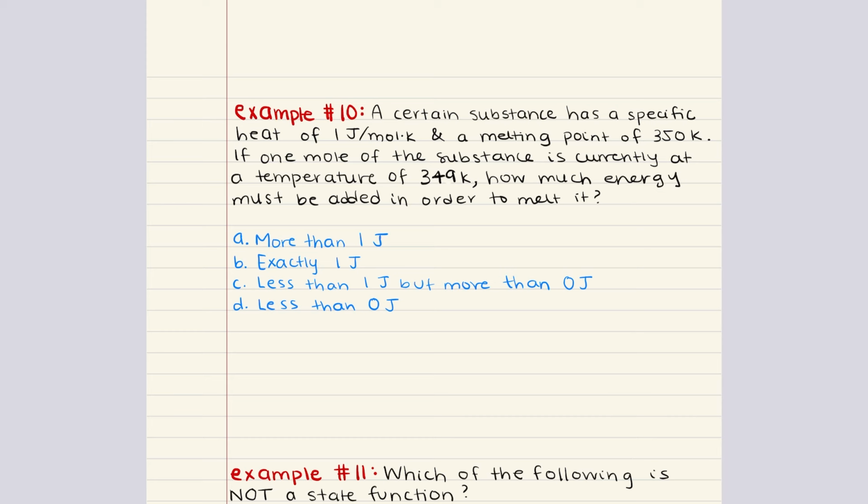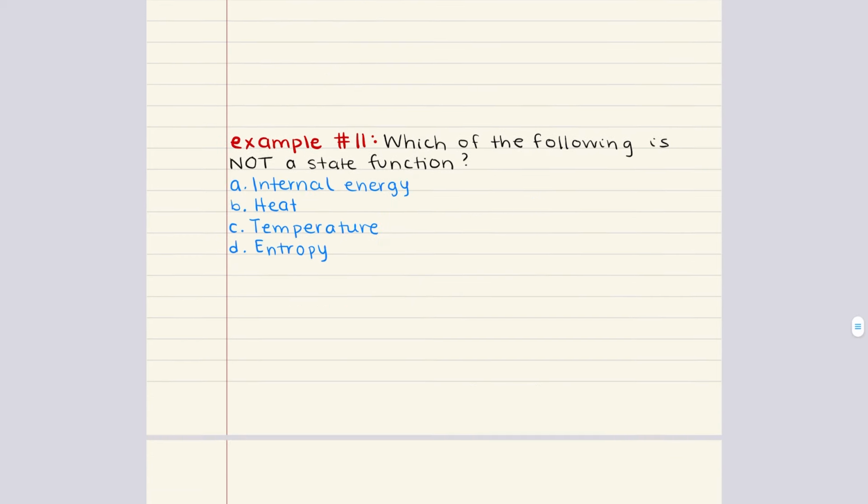Now, to find the amount of heat needed to bring the substance to its melting point, we can use the specific heat. To heat 1 mole of the substance 1 unit Kelvin, it would take 1 joule of heat. Then after the substance reaches its melting point at 350 Kelvin, additional heat is going to be needed to actually induce the phase change. Therefore, the total amount of heat required is going to be greater than 1 joule, and the correct answer for problem 10 is going to be A. Let's move on to problem 11.